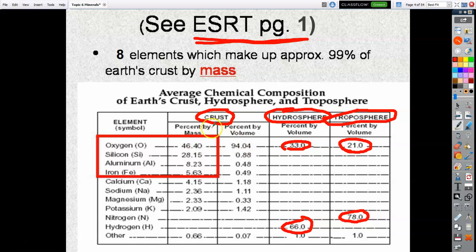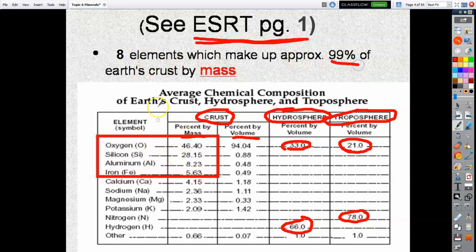Then you have your crust. Crust is broken down by mass, which is how much of it, and volume is how much space it takes up. And you can see the first four elements alone, oxygen, silicon, aluminum, and iron, right there you're talking probably about 75%. A big chunk of the Earth is made up of just these four.